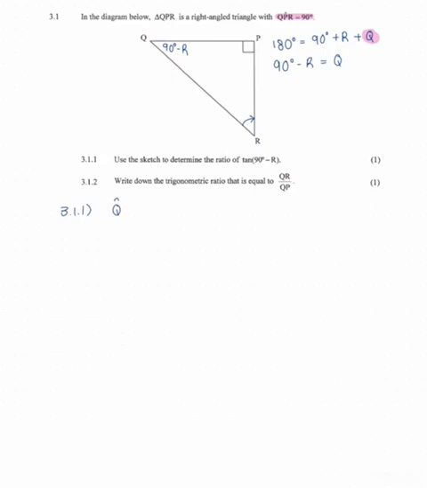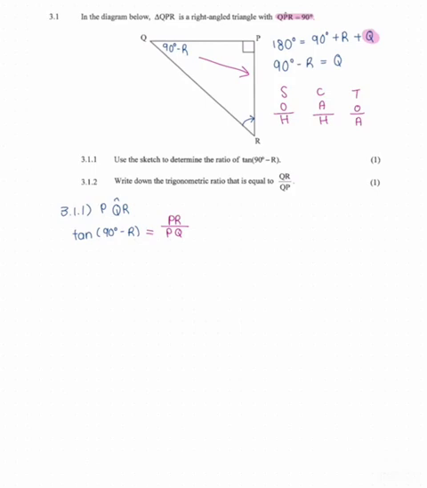Alright, so PQR. So in this case, tan of 90 degrees minus R. Now remember from SOHCAHTOA, our tan is opposite over adjacent. So tan 90 minus R is actually equal to our opposite side of our angle, which is PR, over our adjacent, which is PQ. All right. So that would be the ratio, just PR over PQ.